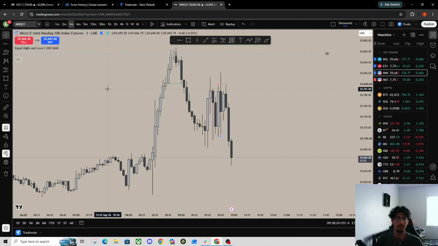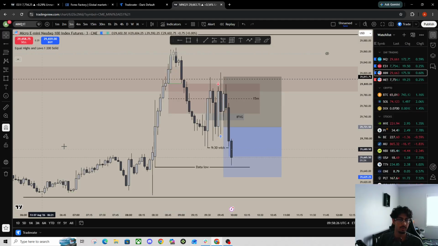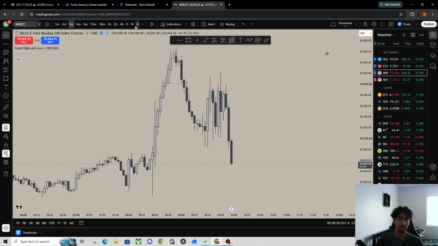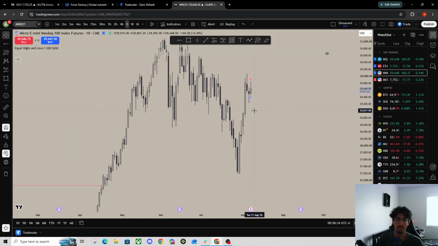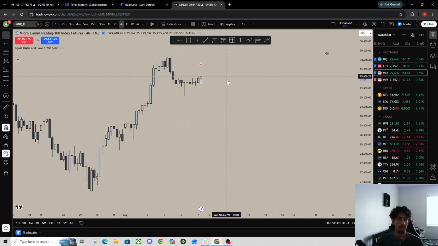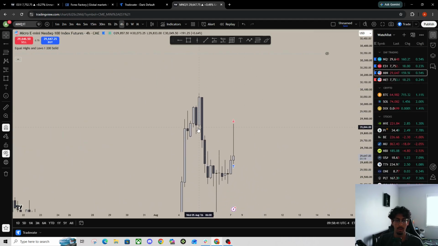So, first off, here's the entry. Coming into the daily time frame, you can see that we're just displacing higher, disrespecting bearish, respecting bullish. But on the 4 hour time frame, we did have this 4 hour gap and this 4 hour bearish gap.